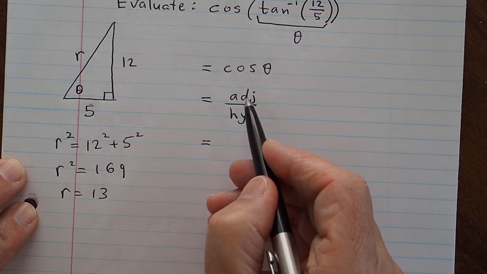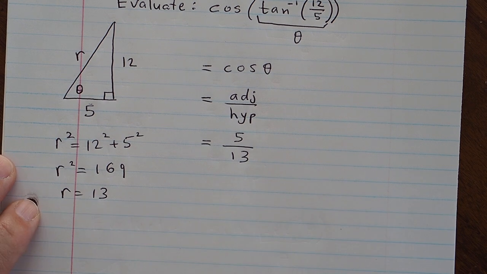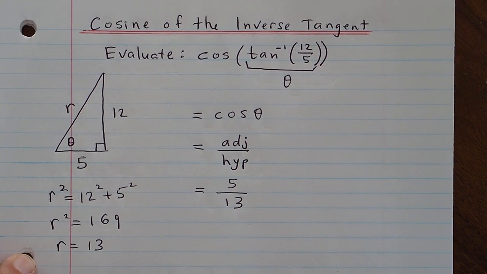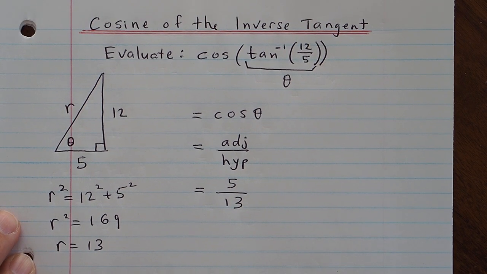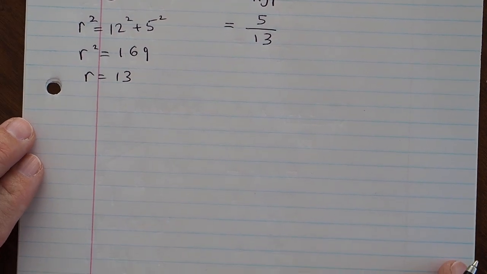The cosine of theta is adjacent, which is 5, divided by hypotenuse, which is 13. All of these questions work this way. The very same streamlined process works every time for these questions. Let's try a different one. Let's try evaluating this expression.